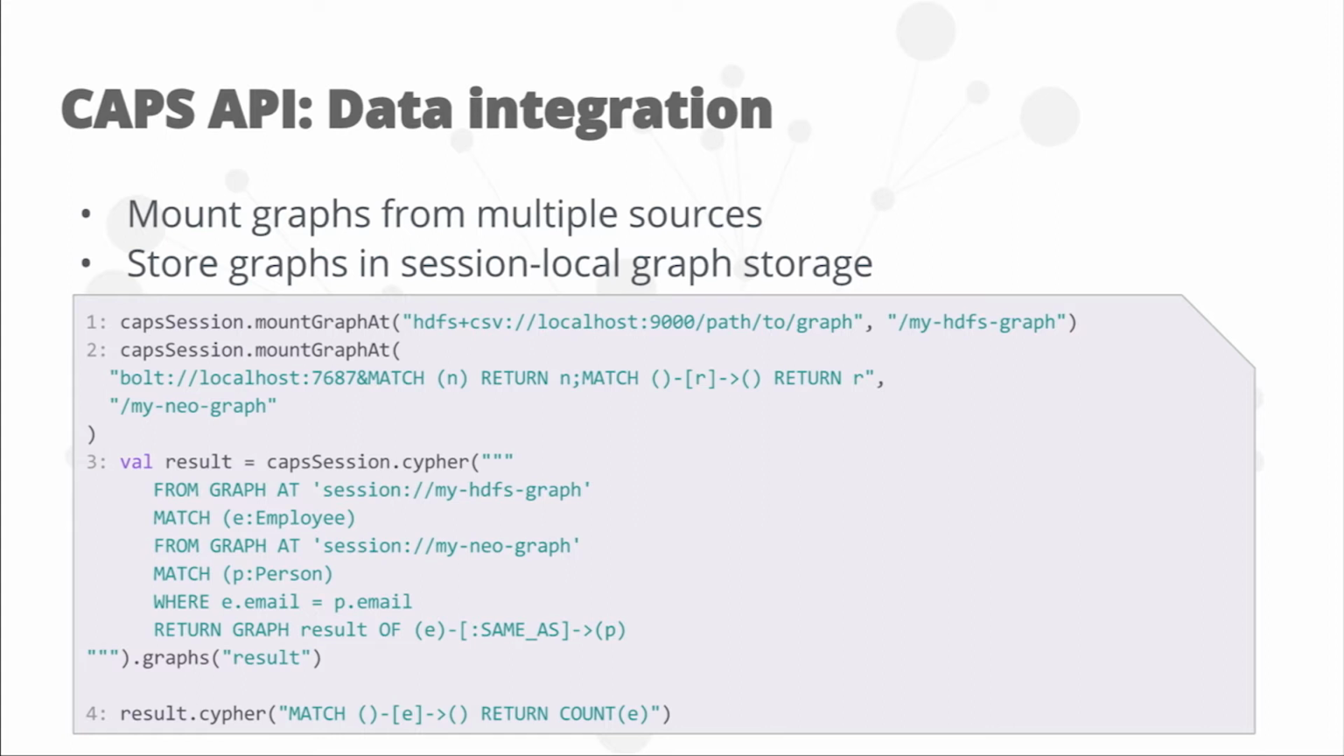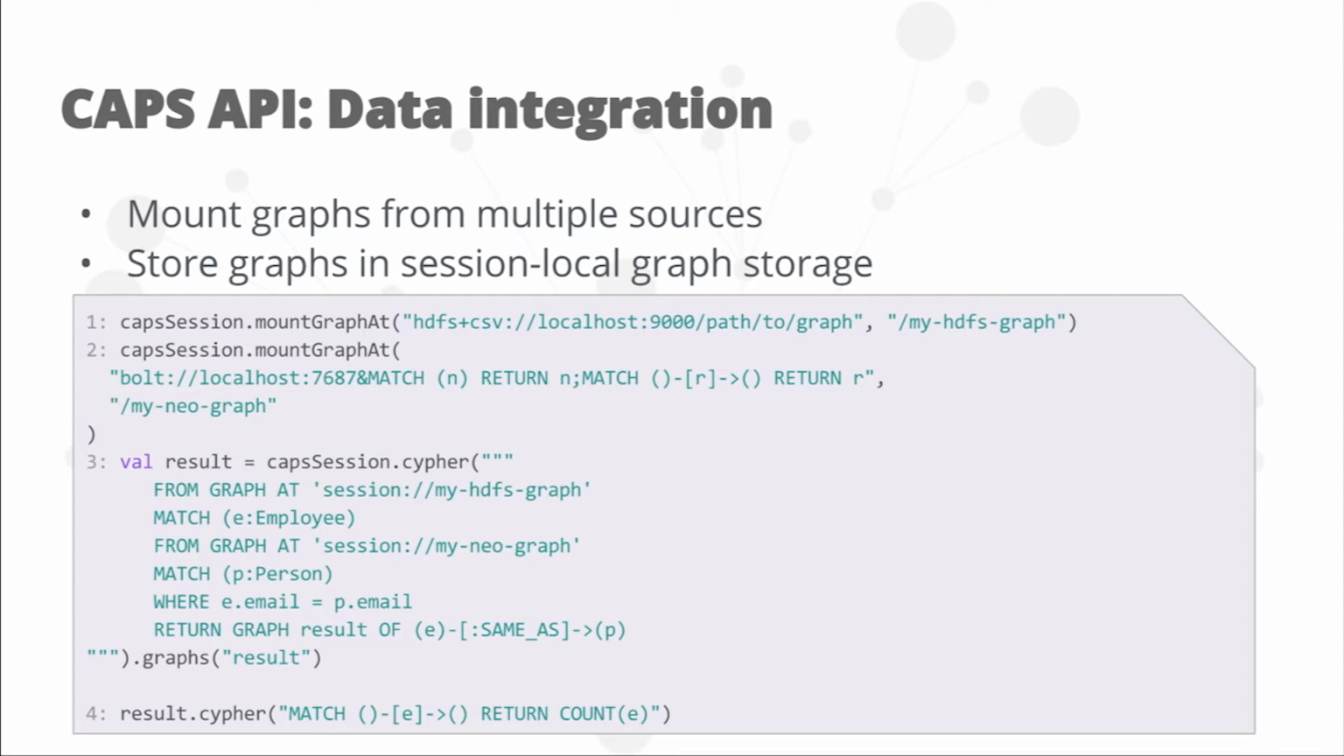So now in line 3, what we actually do is we use both of those graphs to create a new graph. So we say Cypher, and in the first line we say from graph at session /myHDFS graph. So now we set this graph as the graph that we query, match the employees, and then we change our so-called source graph to the Neo4j graph and query for persons, and then we join those two graphs on a similar or the same property. In that case, the email, which is like the identifying property for employees and for persons.